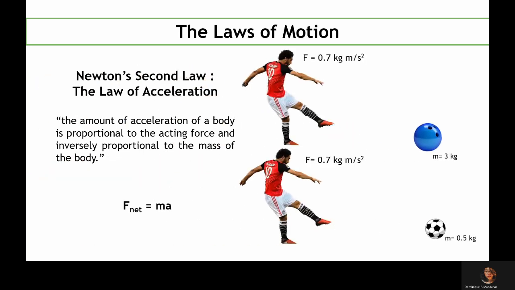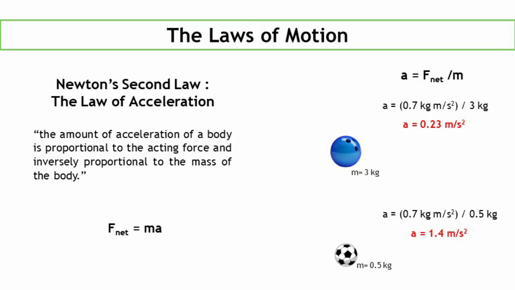Pwede din nating i-prove ito mathematically gamit yung mathematical representation ng Newton's second law, which is yung F net equal to mass times acceleration. With this formula, pwede natin itong isulat as acceleration equal to net force divided by mass. So, nilipat lang natin yung mass sa kabila and isolve natin yung acceleration ng dalawang bola with the given amount of force with their respective masses.